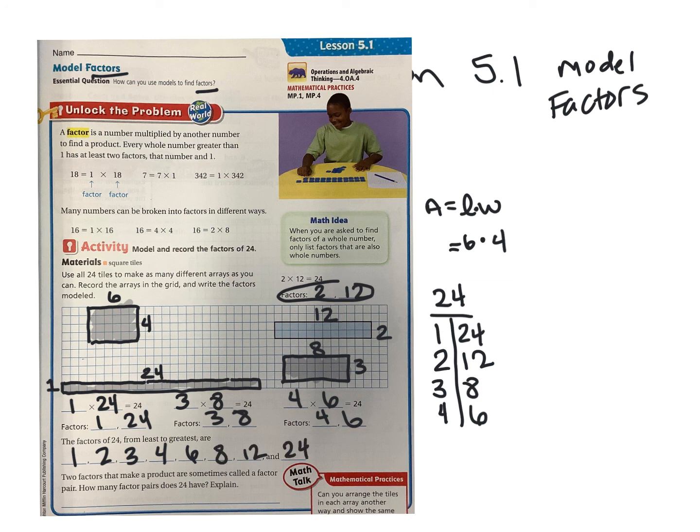Two factors that make the product are sometimes called a factor pair. Factor pair, factor pair, factor pair, factor pair. How many factor pairs does 24 have? It has 1, 2, 3, 4 factor pairs.